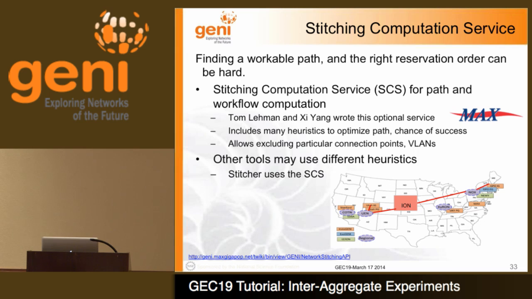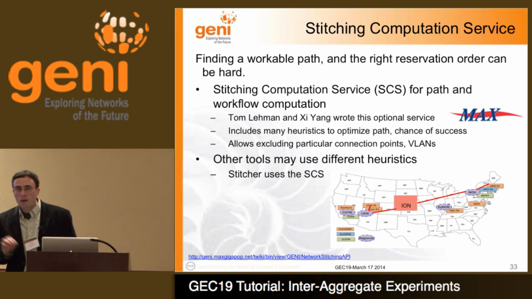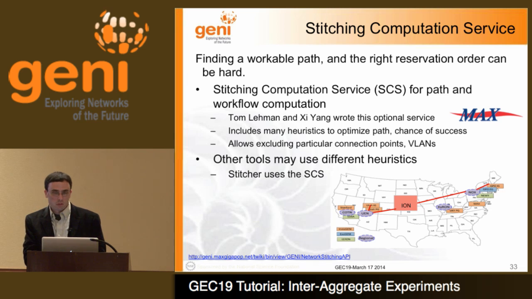Right? You've got two neighboring aggregates. One does VLAN tags 5 to 10, and the other does only 7 to 10. You probably want to use tags 7 to 10, because that's where the overlap is. So this was written by Tom Lehman and Jiang out of MAX. You don't need to use it. It's completely optional, but there's also not a whole lot of reason to redo it yourself unless you want to compute paths in an interesting way yourself.